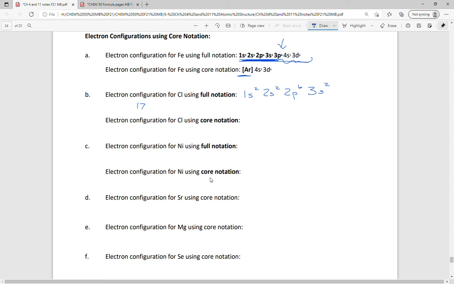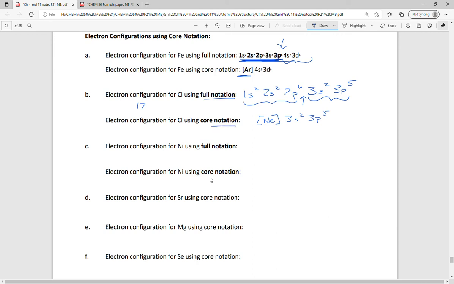3s2, I'm up to 12, and I'd need 5 more, so I'd have 3p5, right? That's the full notation of chlorine. Using core notation, I'd step it back to the closest noble gas, which would be right there, and I could replace all of that with neon in square brackets, just listing this at the end, 3s2 and 3p5. So this is the shorthand.